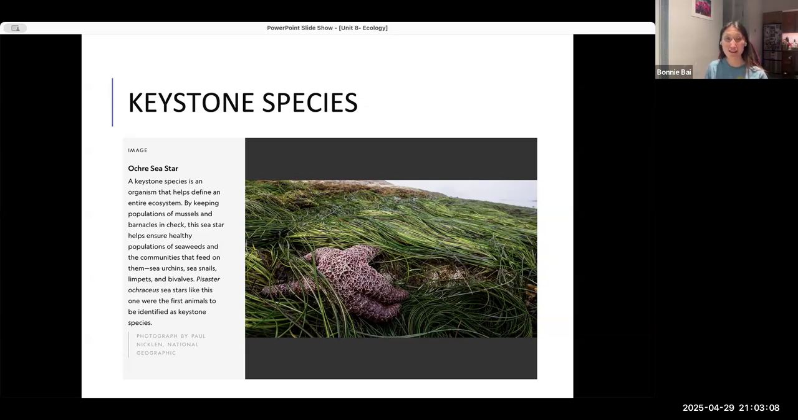Not every species is a keystone species, but an example could be beavers building beaver dams, because the beaver dams are so important for the entire ecosystem of the lakes and everything else that's depending on that ecosystem. But here's an example of a sea star. You can find these sea stars in California.